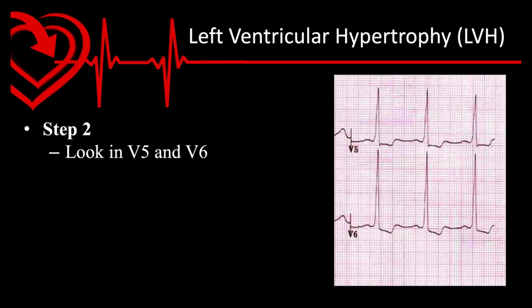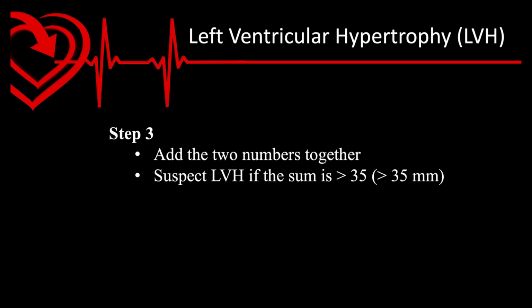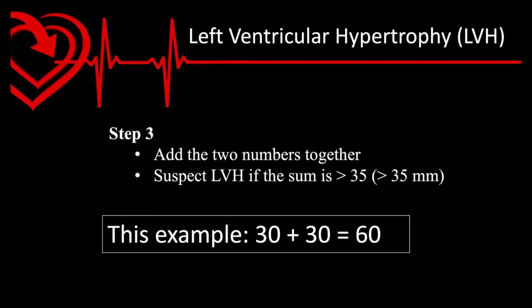Then we go to V5 and V6, we pick the tallest, in this case V6. So we measure that. Again, we have about 30 millimeters above the baseline. That's a tall QRS. We then add those two numbers together. And anytime that sum is greater than 35, we should suspect left ventricular hypertrophy. In this example, the two added together equals 60.